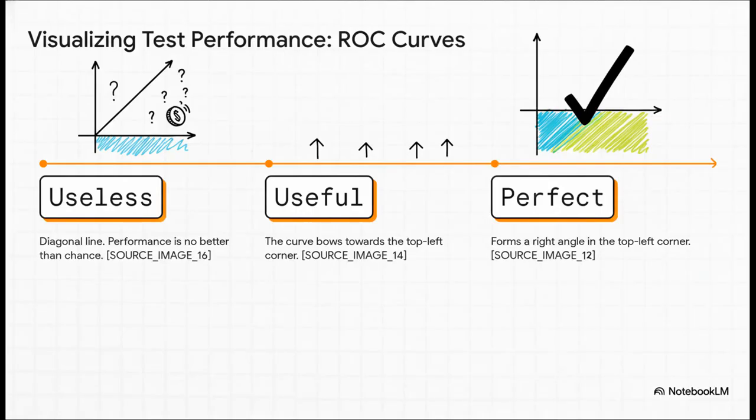Finally, what if you're trying to compare a few different tests? How do you know which one is best overall? You use a receiver operating characteristic, or ROC curve. It just plots the true positives against the false positives. Look, a useless test is just this diagonal line. It's no better than flipping a coin. A good, useful test bows up towards that top left corner. And a theoretically perfect test would make a sharp right angle. Basically, the more area under that curve, the better the test is overall.